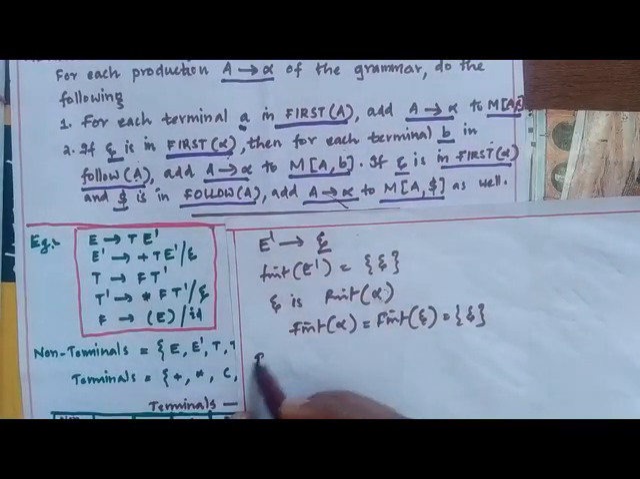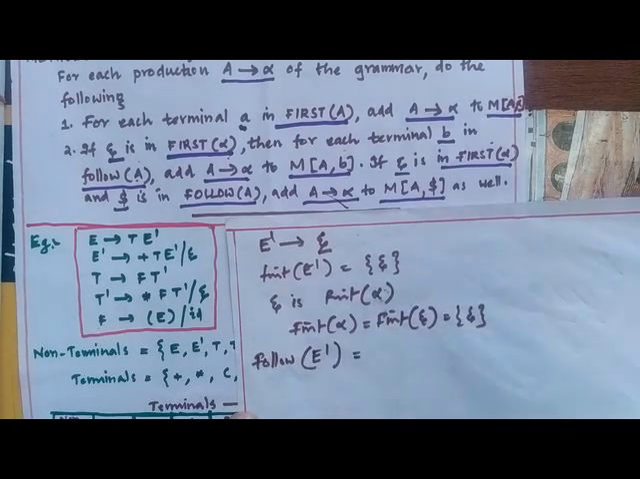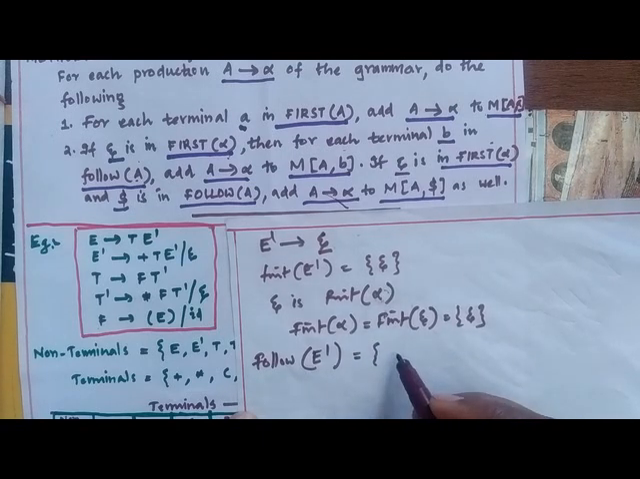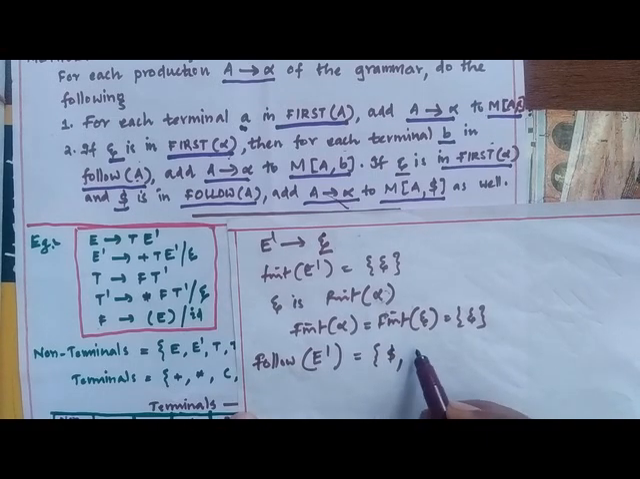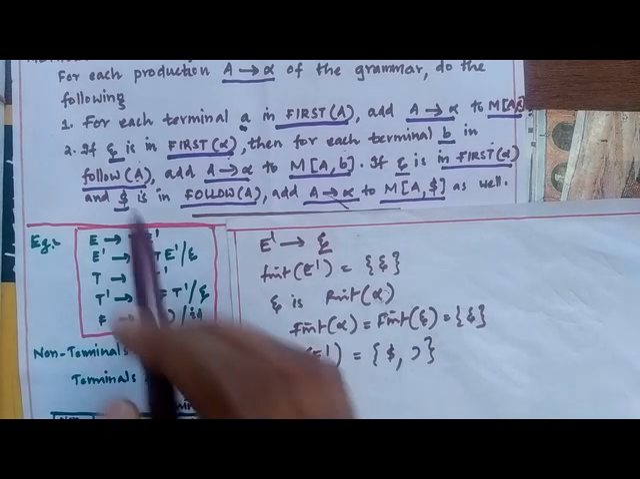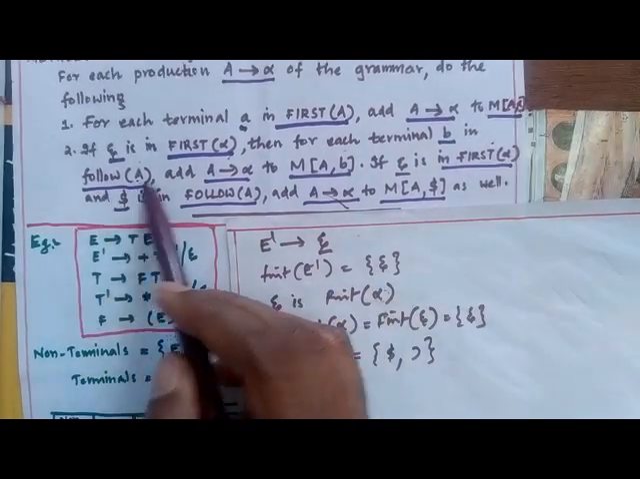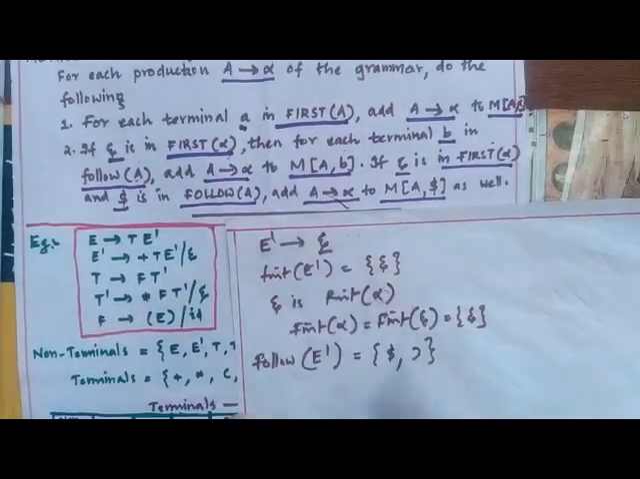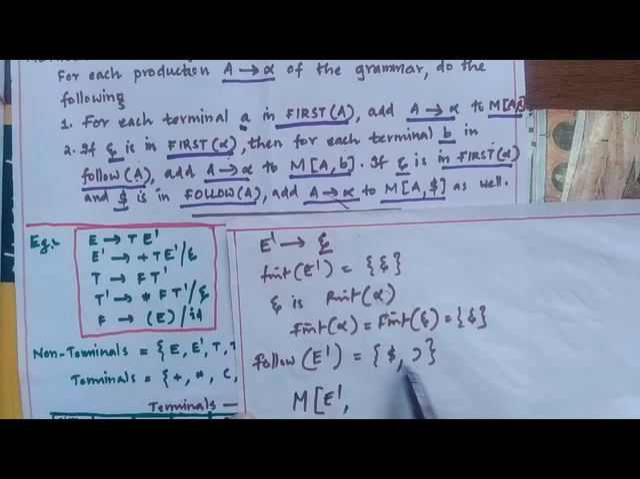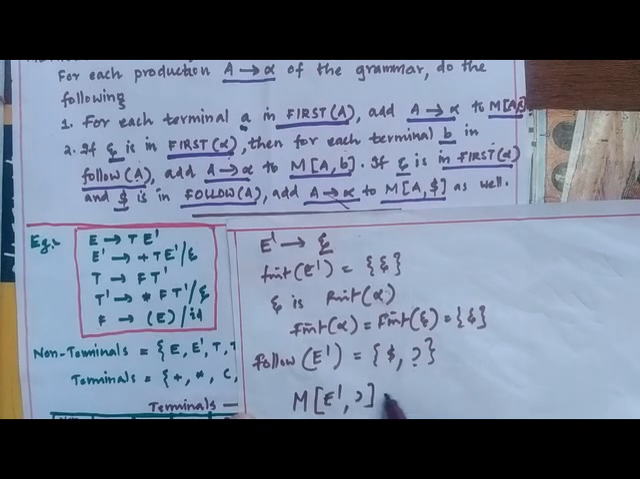So we need to compute follow of E dash. Follow of E dash is a set consisting of dollar and right bracket. For each B in follow of A, add A gives alpha to M of E dash, B. First I will add right bracket. Here we need to add E dash gives epsilon.